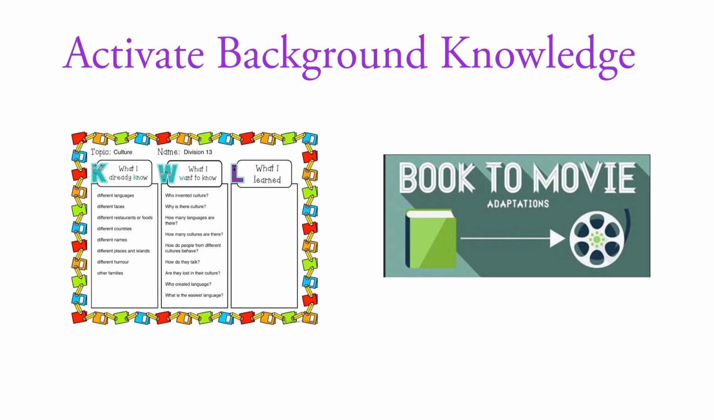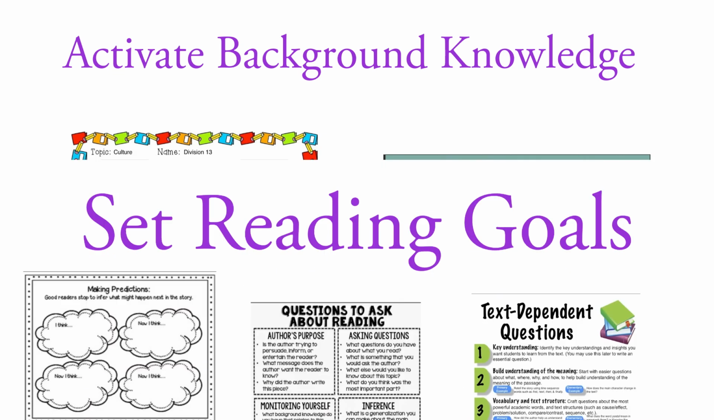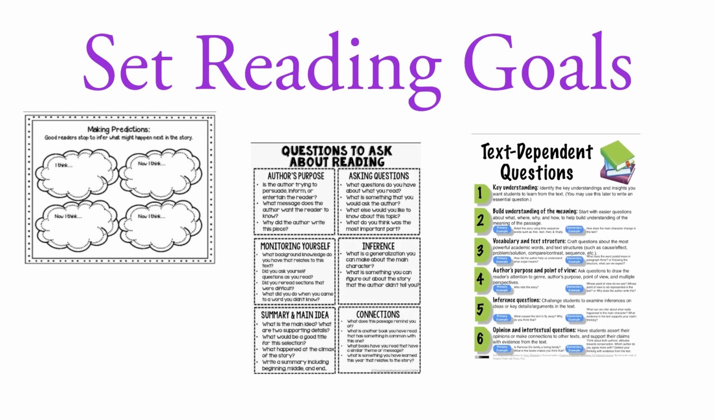Examples of activities that activate background knowledge include creating a KWL chart or playing a video for the class that is related to the topic of the book. Setting reading goal activities include having students make a list of predictions that they can come back to after reading, providing a single big picture question before reading that students need to answer, or giving students a list of targeted text-based questions about the text before they begin reading.